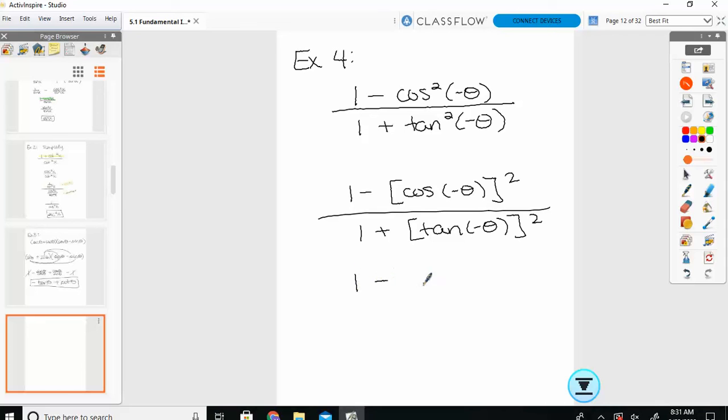What is cosine of negative theta? Cosine theta. So I'm just going to write that as cosine squared theta. All right, on the bottom, what is tangent of negative theta? Negative tangent theta. But I square that. What happens if you square a negative? It turns positive. So this would just turn into tangent squared theta. Okay, everybody take a look at that and make sure you understand how I got to that point.